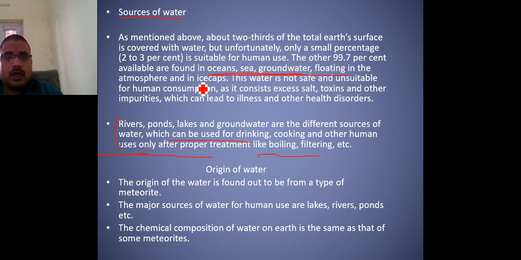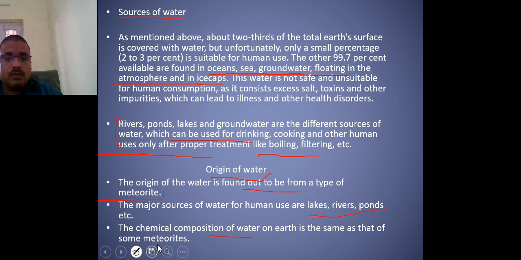Now, where is the origin of water? The origin of water is found to be from a type of meteorite. These are the kind of places where water was initially originated. The major sources of water for human beings are lake, river, and pond. These are the major sources. The chemical composition of water on the earth is the same as that of some meteorites.